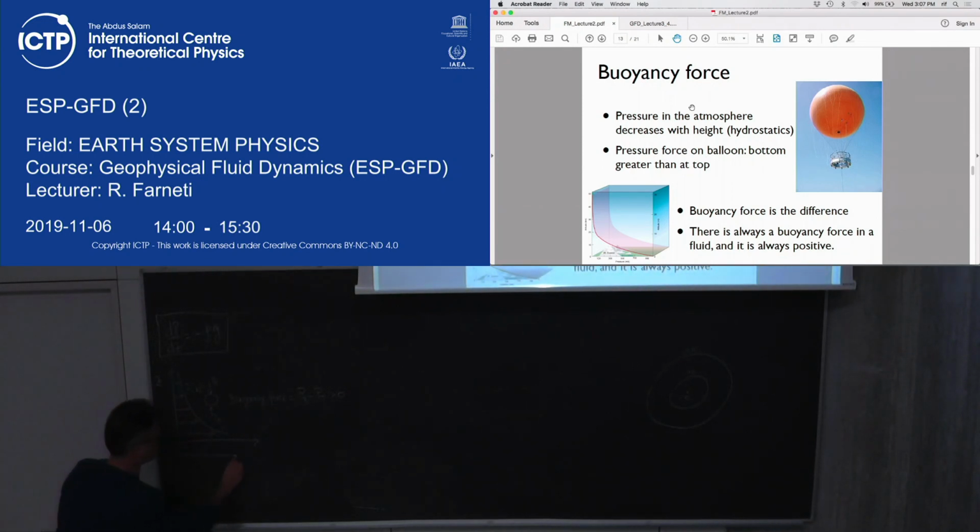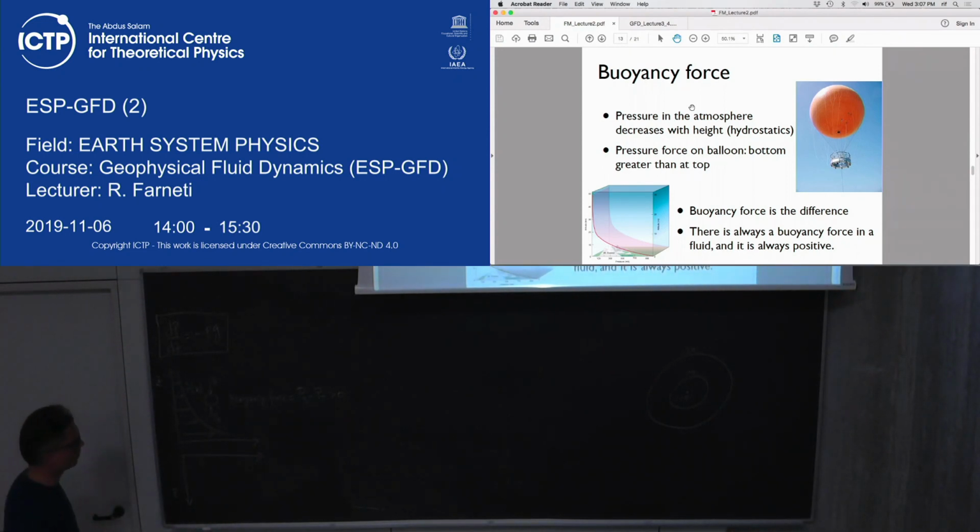If you think of the ocean, and now z is directed downwards, pressure varies like this. Pressure increases as you go deep into the ocean. And pressure at the bottom minus pressure at the top is again positive. So there's always a buoyancy force in every fluid, and it's always directed upwards.